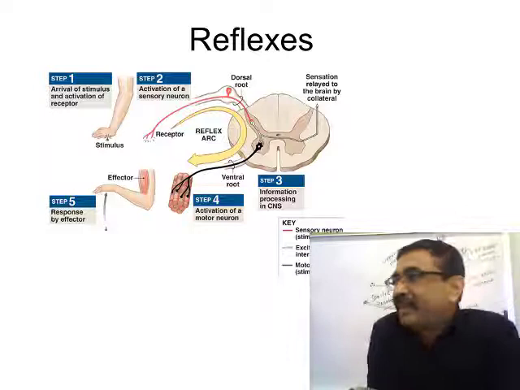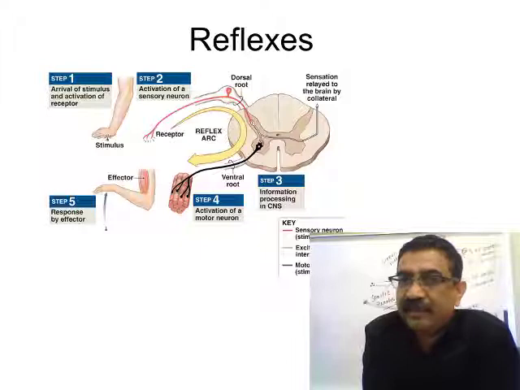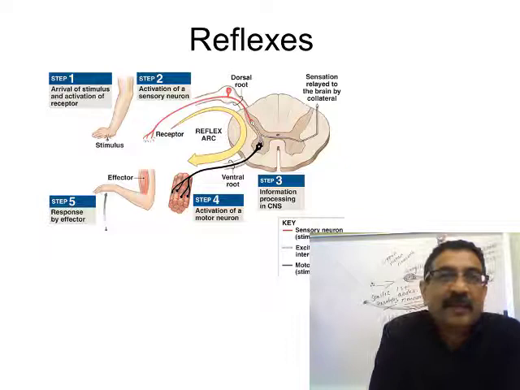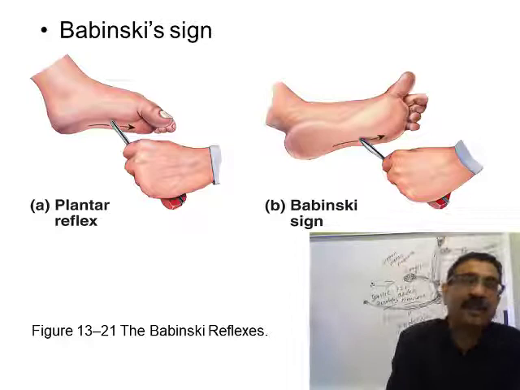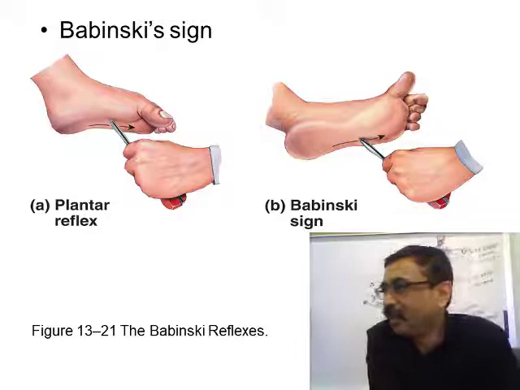Babinski sign. It indicates the person has motor neuron disease. If the Babinski sign is positive, that indicates the person might have a motor disorder or motor neuron disease. This test is called Babinski's plantar reflex. The test is called plantar reflex, and the sign is called Babinski's sign. So, we do the plantar reflex test to see if Babinski's sign is positive or negative. What is the plantar reflex test?